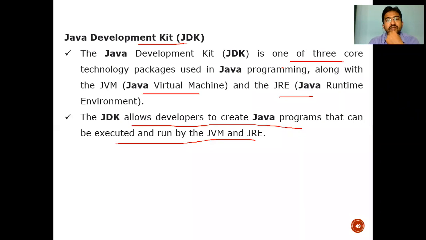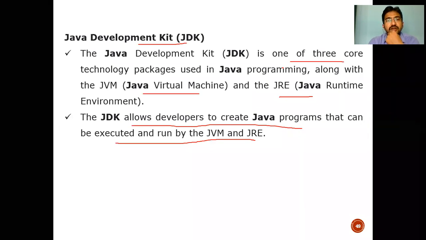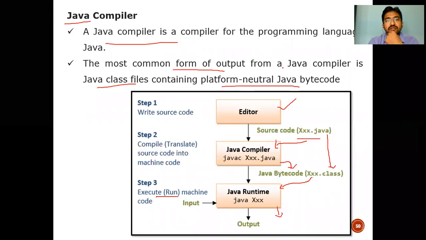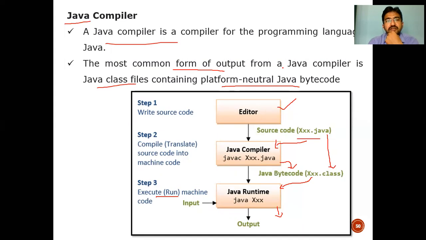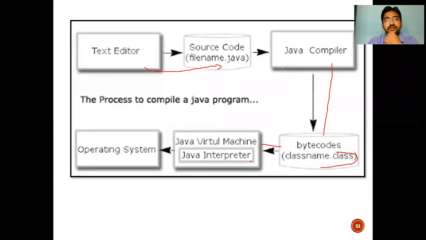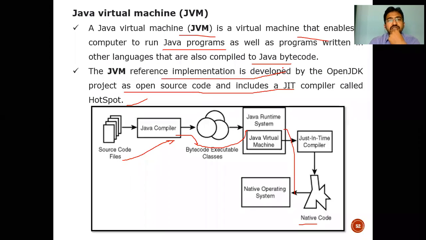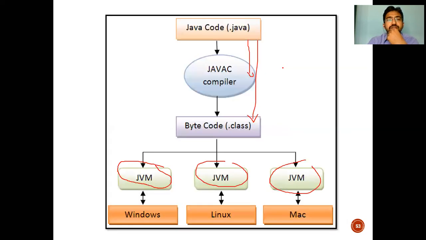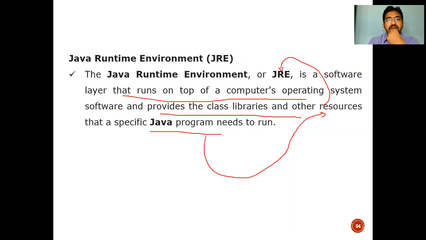The JDK is mainly a toolkit, and inside it we have the JVM as well as the JRE. The Java compiler converts the source code into bytecode, and the interpreter converts the bytecode into executable code. The Java Virtual Machine enables the computer to run Java programs as well as other languages that are compiled to Java bytecode. These are the two different figures for better understanding of what the JVM is.